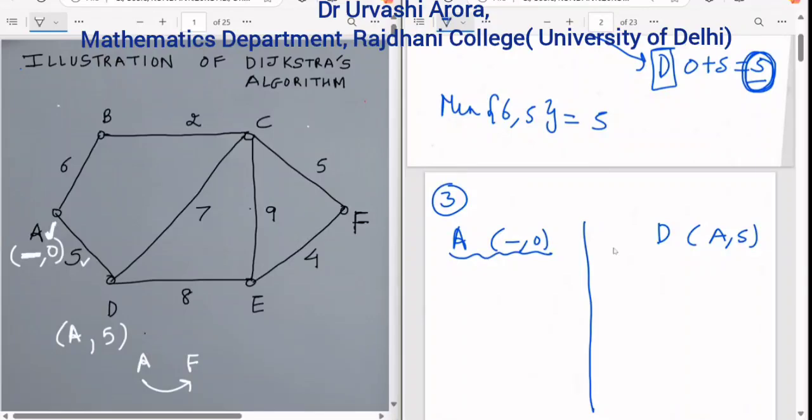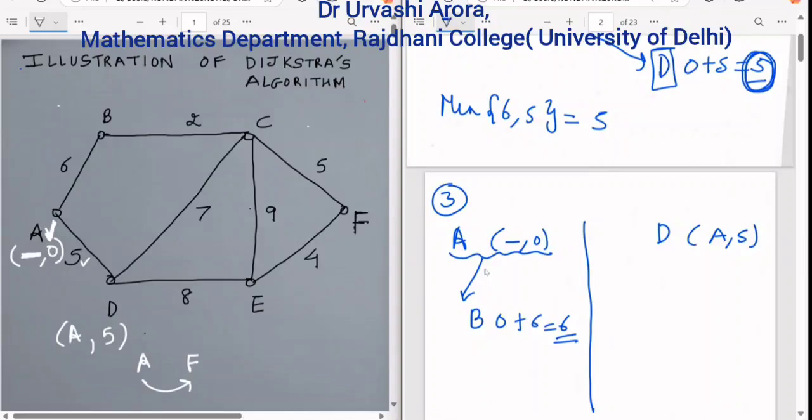Now, there are two vertices which are adjacent to A, or two vertices which are neighbors of A. One is D, but that is already labeled, so we will not take D into consideration. The only remaining vertex which is adjacent to A, or which is a neighbor of A and which has not received a label, is B. So now if we travel from A to B along the edge AB, then the distance traveled will be the distance traveled so far, which is 0, plus the weight of the edge AB, which is 6, so 0 plus 6 is 6. So here we make this calculation.